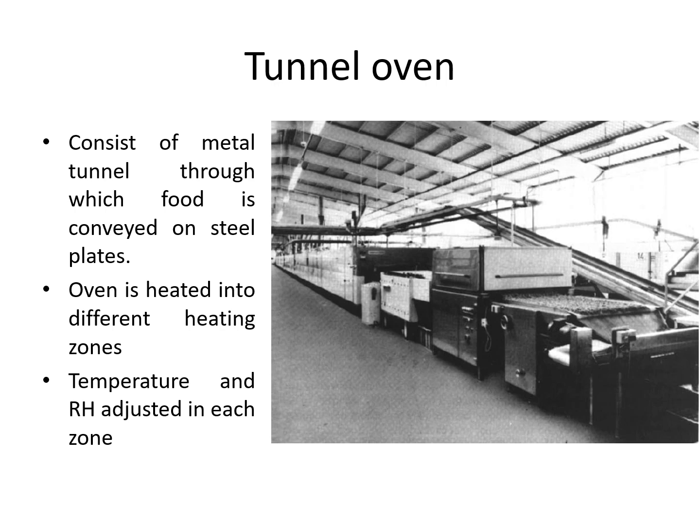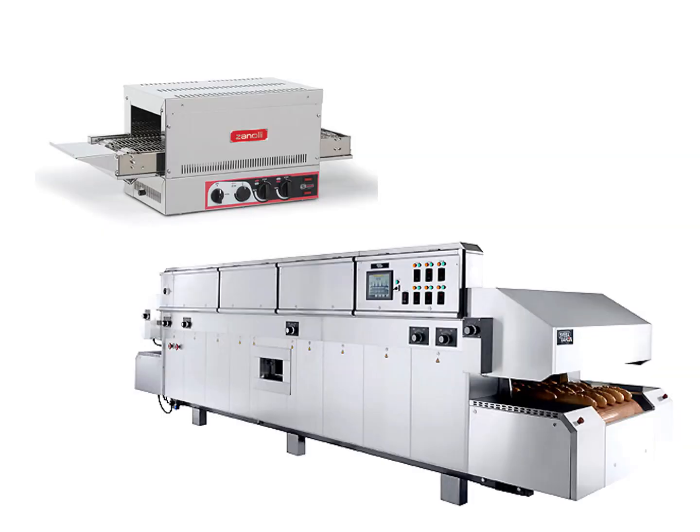Next is the tunnel oven. It consists of a tunnel in which the food samples are kept on a moving conveyor belt and move through different heating sections where the food material is baked. It can be used for biscuits and cookies. So this is the industrial tunnel oven.